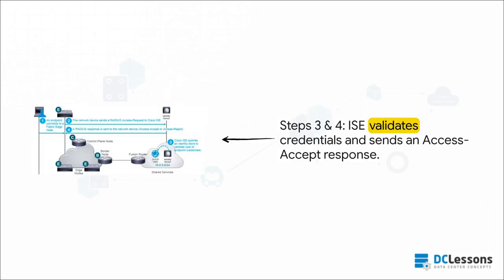And this is where it gets really cool, because the decision is totally centralized. ISE gets that request and immediately checks against an identity store. This could be its own database, or more likely, something like your company's Active Directory. After validating the credentials, it makes a simple binary choice. It sends back either an access accept, you're in, or an access reject, no way.